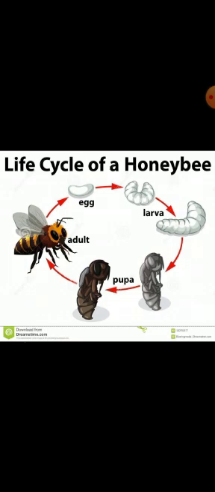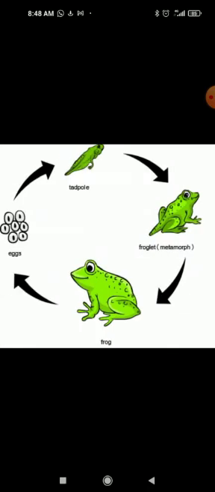Now come to the second life cycle, and this is the life cycle of a frog. It is very interesting. Now let's see what the stages of the life cycle of frog are in this picture. Frog also comes out from eggs, and you can see that eggs transform into a tadpole. It's similar to a fish, with a long tail and long body, and this is called tadpole.